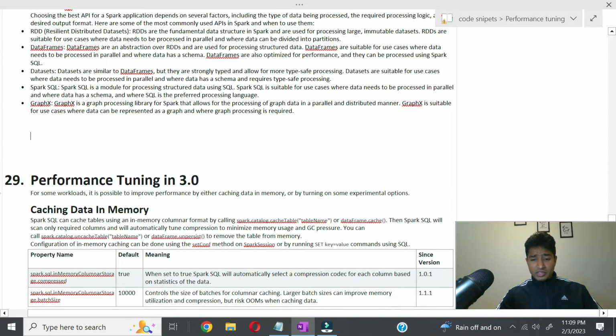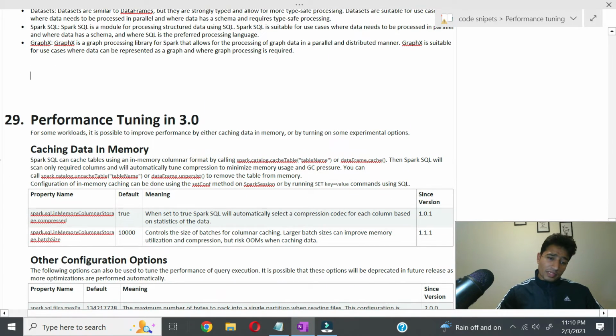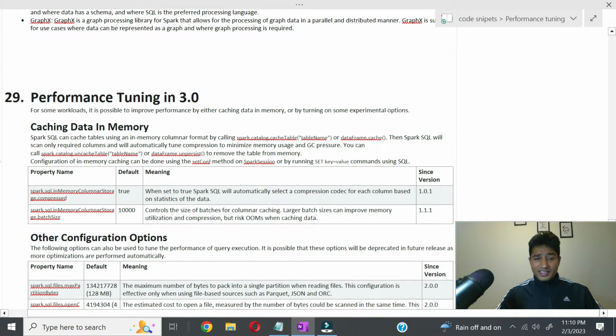The last thing is very important. What are the performance tuning methods available in Spark 3.0, and what are the different properties available, right? First is caching data in memory. Spark SQL can cache tables using an in-memory column format by calling spark.catalog.cacheTable and then giving the table name, or you can say dataframe.cache. Both are doing the same thing. Spark SQL will scan only required columns and will automatically tune compression to minimize garbage collection pressure, right?